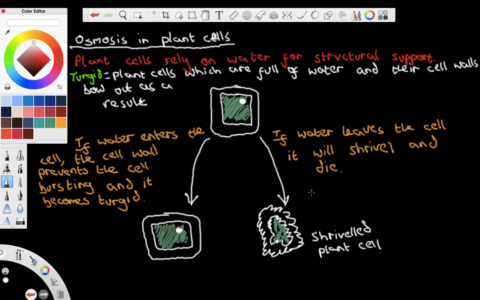There is another key word we can use over here for cells that are starting to shrivel in plants. We can say that they become flaccid, or they can cause the stem of a plant to become flaccid. And essentially what that means is floppy. So if you think of a plant stem that hasn't had much water, the plant stem is very floppy. That is because the cells are not turgid, they're not filled with water, and it doesn't provide the stem with much support.